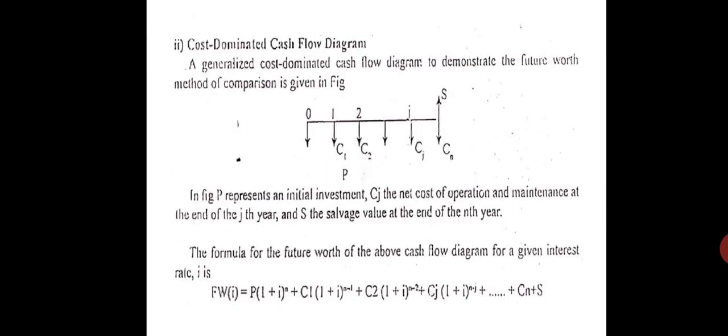And now comes the cash flow diagram for the cost dominated future worth method. Here you can see again P is the initial investment, Cj is the cost of operation and maintenance at the end of the jth year, and S is the salvage value at the end of the nth year. Again the same formula at the interest rate i: future worth at the interest rate i is equal to P(1 plus i) raised to n, plus C1(1 plus i) raised to n minus 1, plus C2(1 plus i) raised to n minus 2, plus Cj(1 plus i) raised to n minus j, plus Cn plus S, where S is the salvage value.